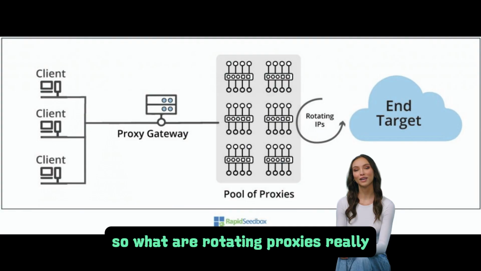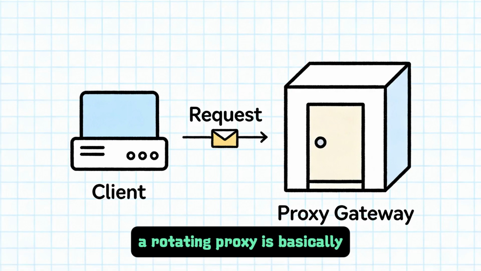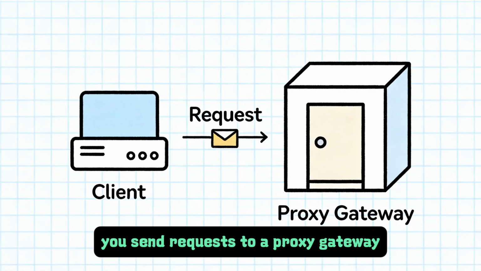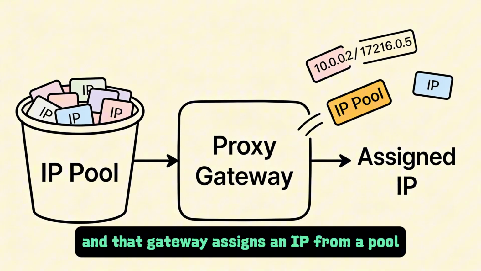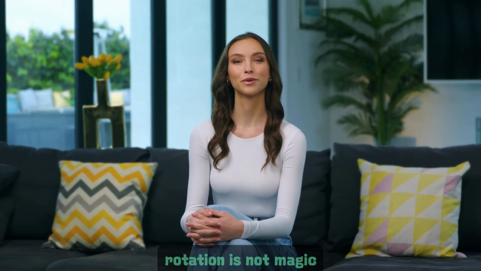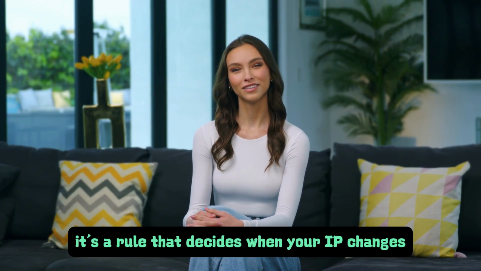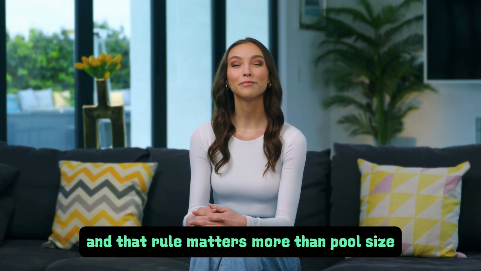So what are rotating proxies really? A rotating proxy is basically: you send requests to a proxy gateway, and that gateway assigns an IP from a pool. Rotation is not magic. It's a rule that decides when your IP changes. And that rule matters more than pool size.